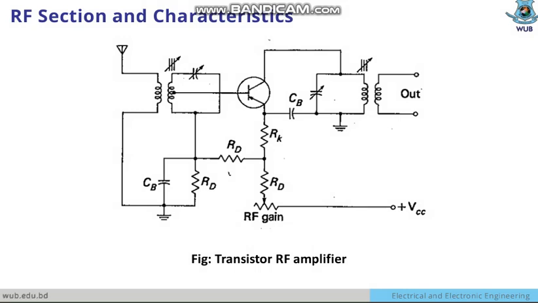And there is a gain control known as the RF gain. There is a variable resistor, that means it will vary the gain of the amplifier section.